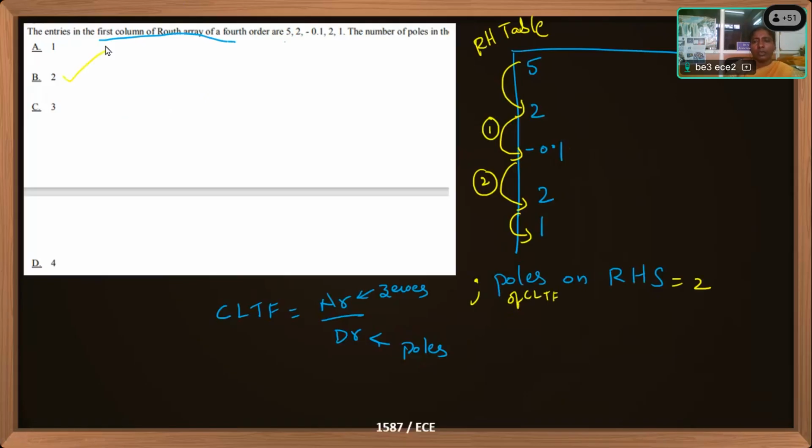Total roots: you can see the rows are S power 0, S power 1, S power 2, S power 3, S power 4. Total roots are 4. We don't have the complete table.